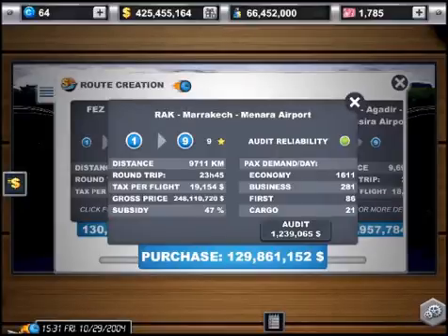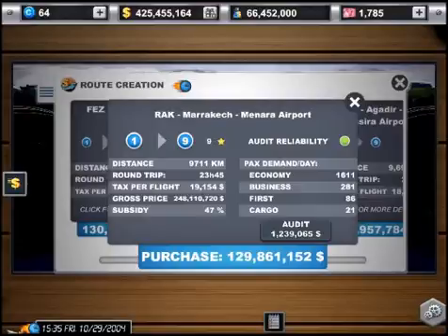Every business class seat basically needs you to give up 2 economy seats, and every first class seat needs you to give up like 4 economy seats. And on most routes, you're not going to get 4 times as much revenue for a first class ticket as you would for an economy ticket. So you're better off trying to optimize for as many economy seats as possible. But you can see here, it looks like we have plenty enough to buy this route. So I'm going to buy this route now.